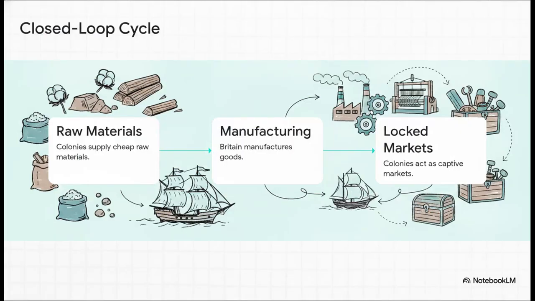This setup created a brilliantly efficient closed-loop supply chain. Step 1. The colonies exist purely to supply incredibly cheap raw materials. Step 2. Britain's domestic industries take those materials and manufacture finished goods. And step 3, the colonies act as captive, locked markets. They were legally forced to buy those finished goods back, and only from Britain. Honestly, it was just a massively lucrative business model for the Home Office.